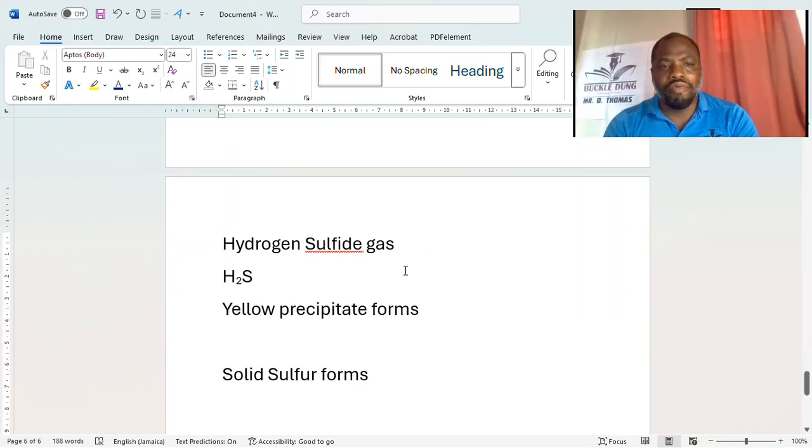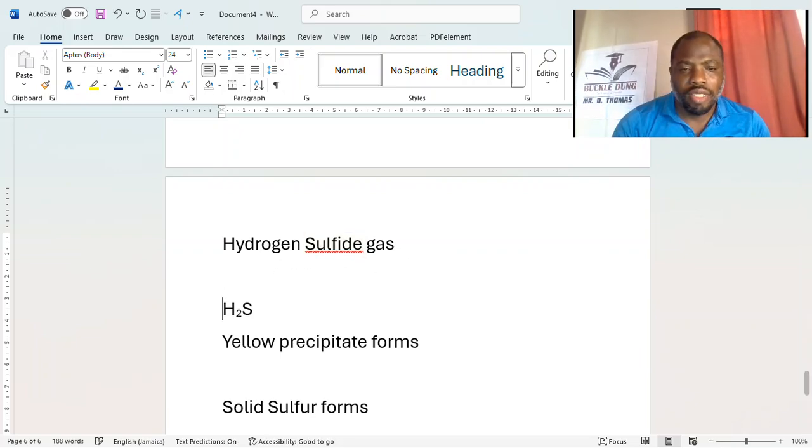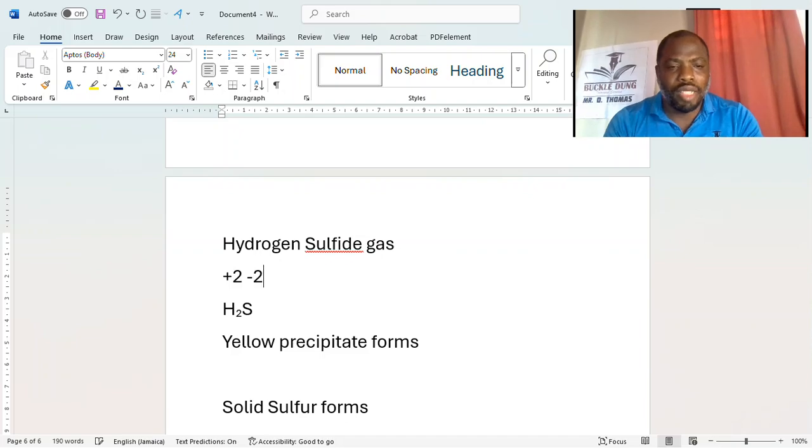So the next reducing agent that we can look at is the hydrogen sulfide gas. Remember I told you that sulfur, nitrogen, and carbon are the ones that have a change in their oxidation state based on where they're at. So you have to be careful with them. See it here: we have seen where it is a +6, a +4. Now we're seeing it as a -2, right?